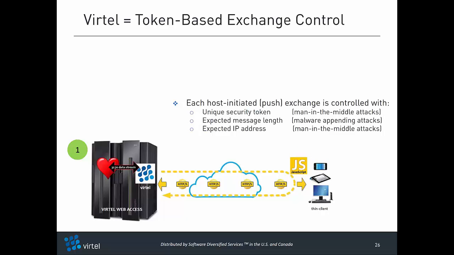Finally, Virtel controls the exchange between clients and host applications with a proprietary token-based system. Each time Virtel sends data to a client, it sends with it a unique exchange identifying token. Upon return from the client, Virtel verifies that the return token matches the token that had been sent to the client. Virtel also verifies that the return data has the expected length and that it comes back from the same IP address that the outgoing data had been sent to. Those controls are designed to prevent man-in-the-middle and malware appending attacks, which are among the most current web attacks.